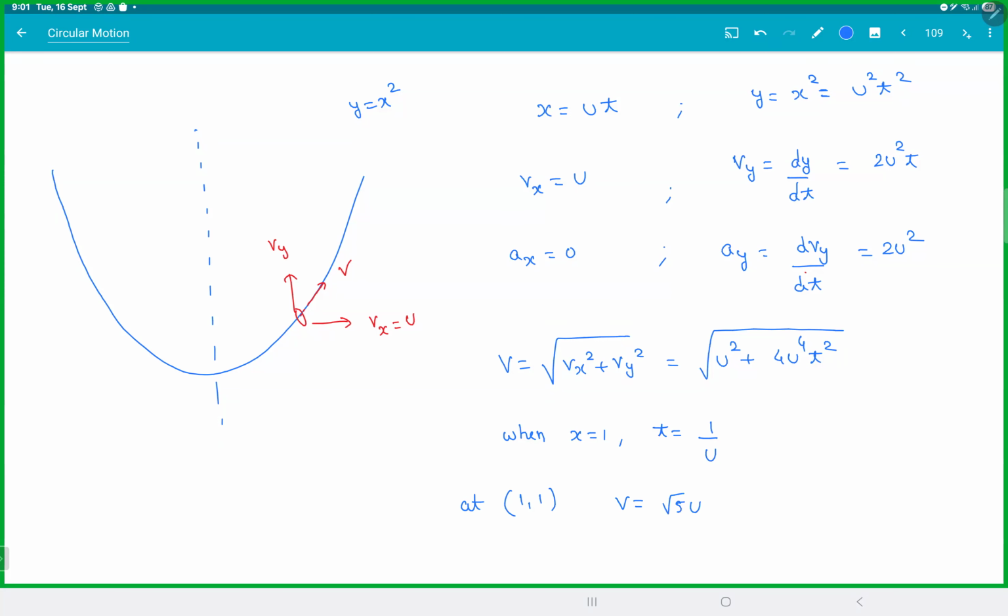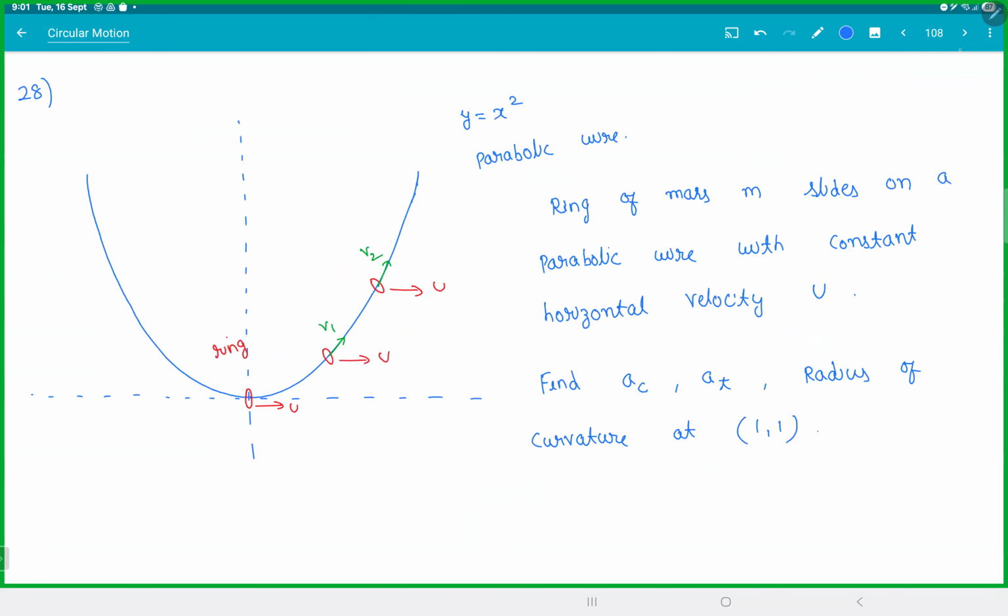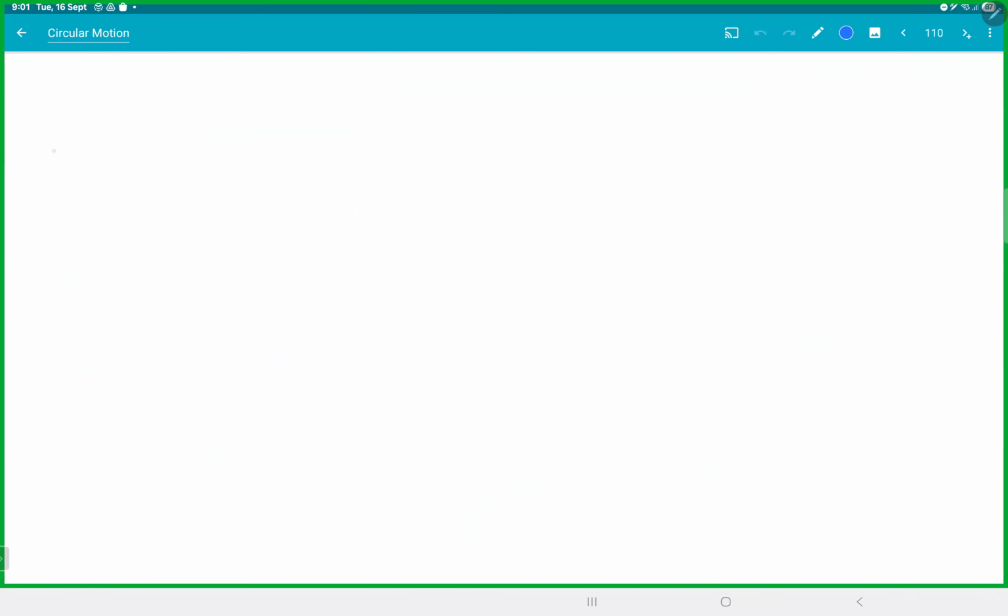Any doubts still here? So if you see this ring, it has only a vertical acceleration. It has no horizontal acceleration. Speed we got. What did I ask you though? A centripetal, A tangential, radius of curvature. Great.